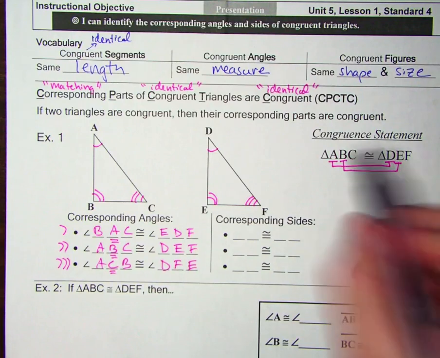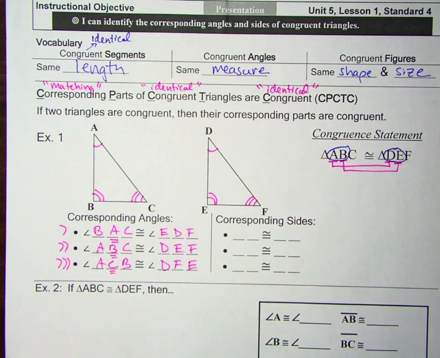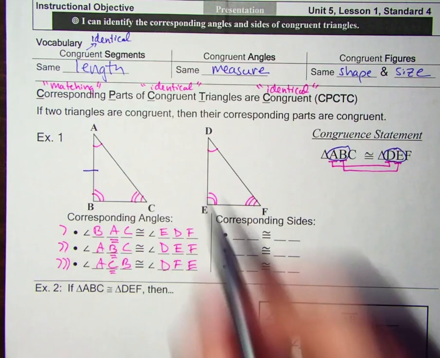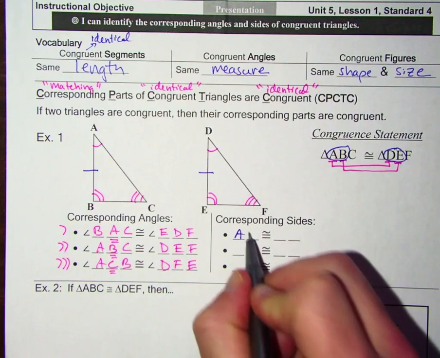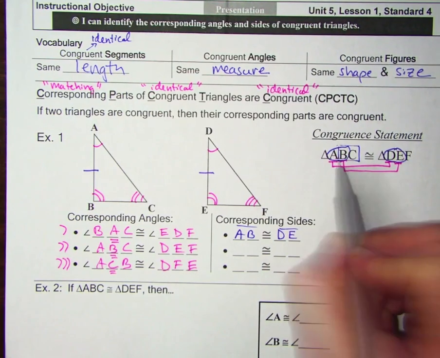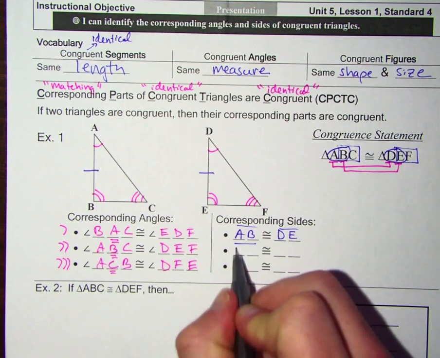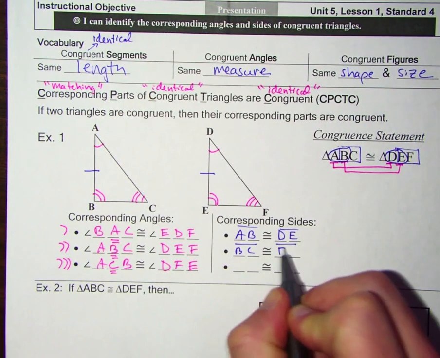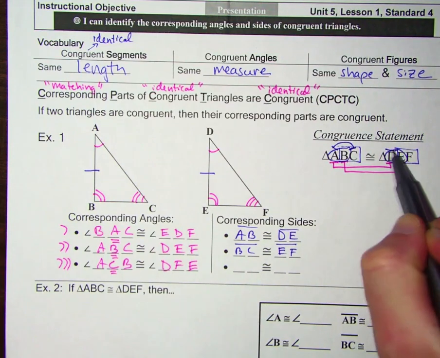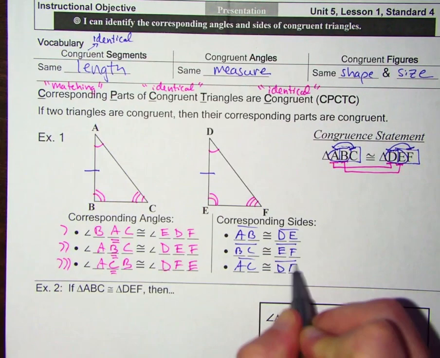Now, you'll also notice that if you just take the first two letters, AB, they correspond to the first two letters, DE, in the other triangle. I say that because segment AB corresponds to segment DE. And the next two, BC, corresponds to EF. So segment BC corresponds to segment EF. And finally, look at the first and last. AC is to DF. So segment AC is to segment DF.